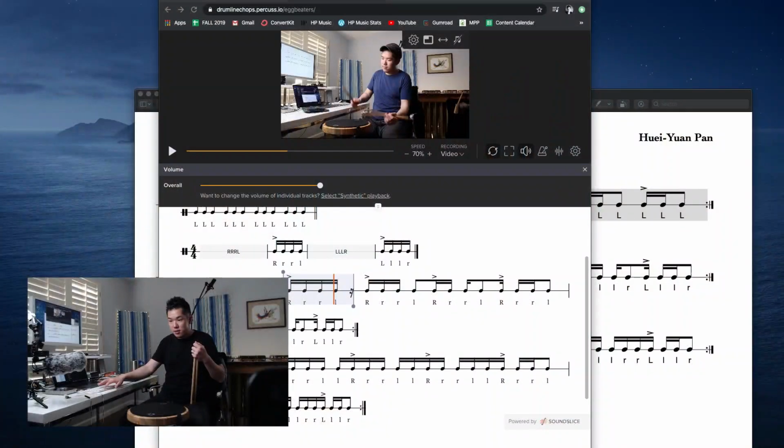Come up here. I can hear my daughter laughing out there. She's supposed to be sleeping right now, which she clearly is not. Okay, so let's come up here. Let me adjust this.